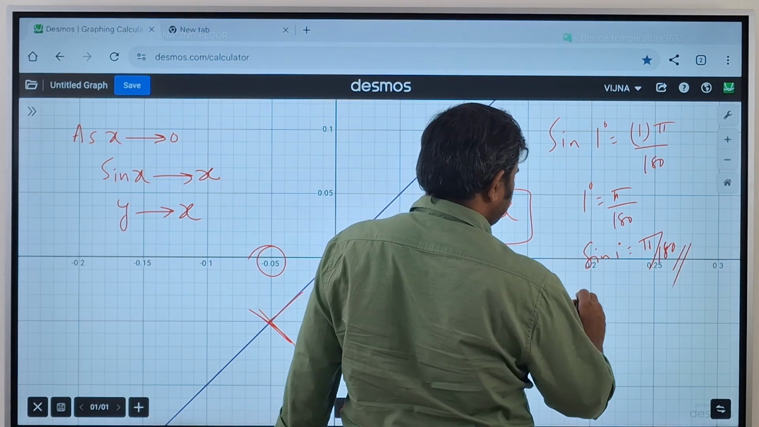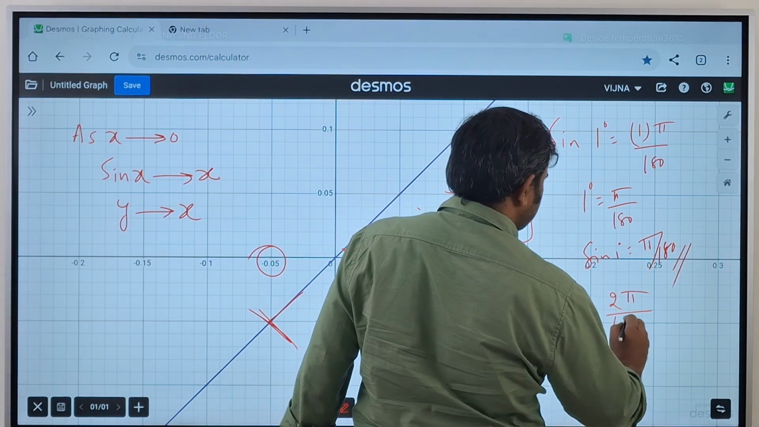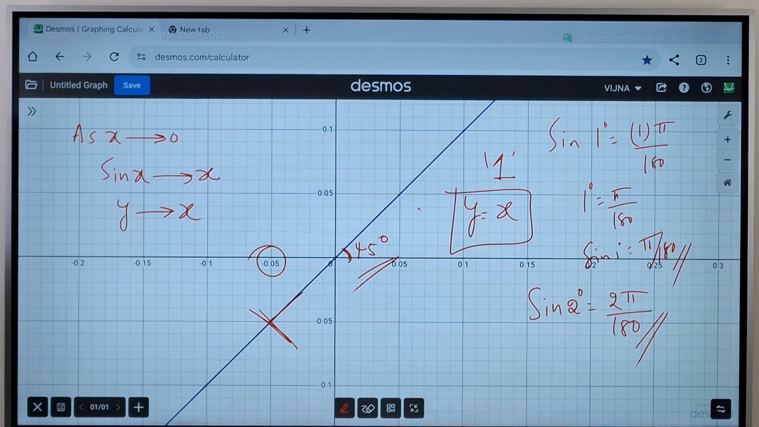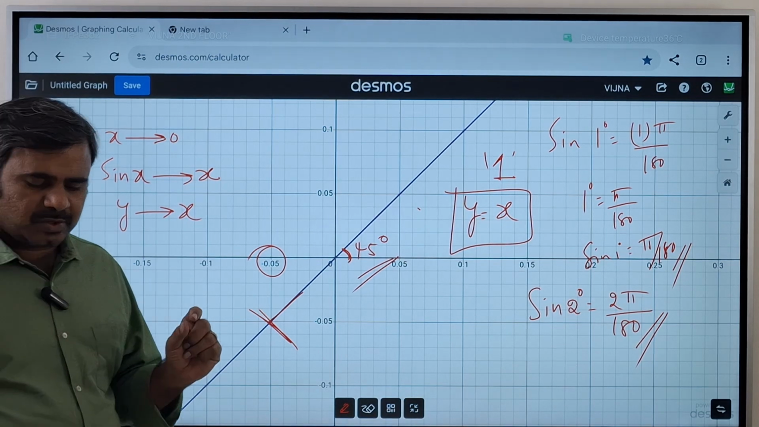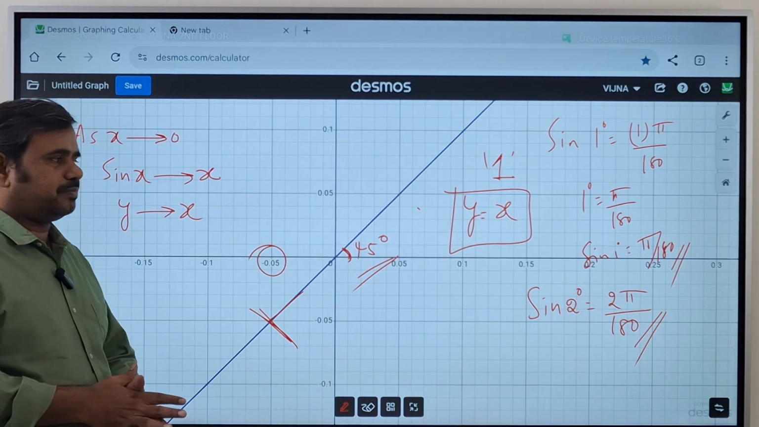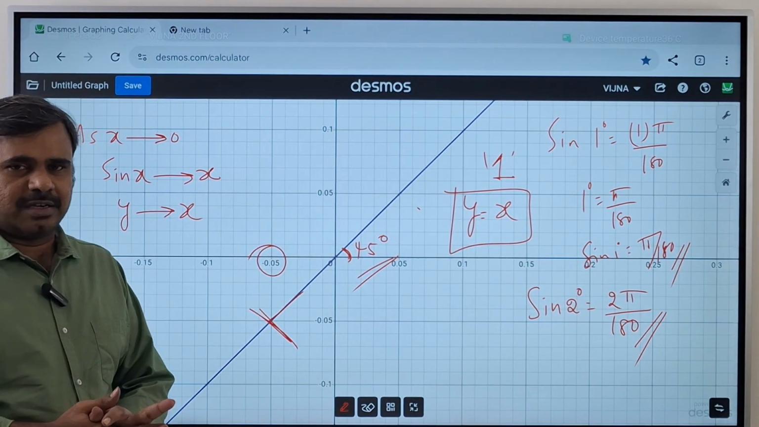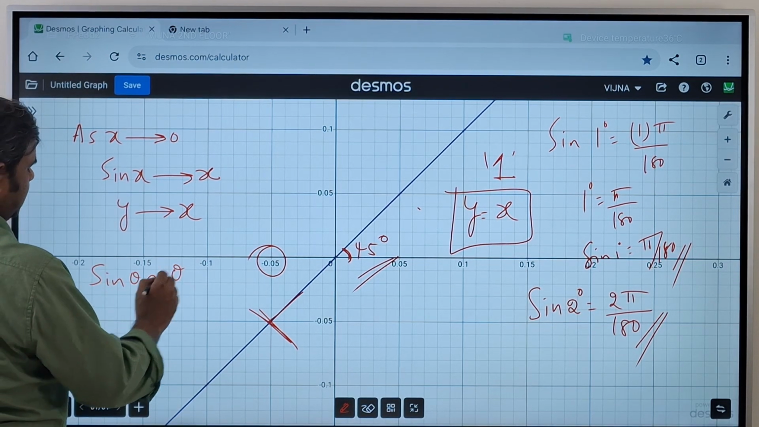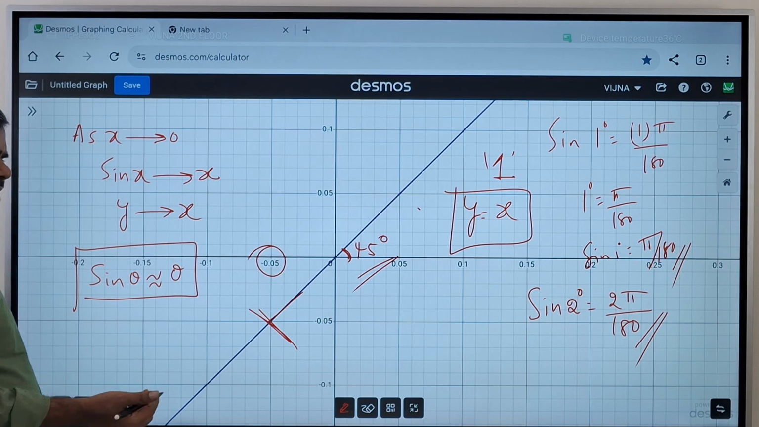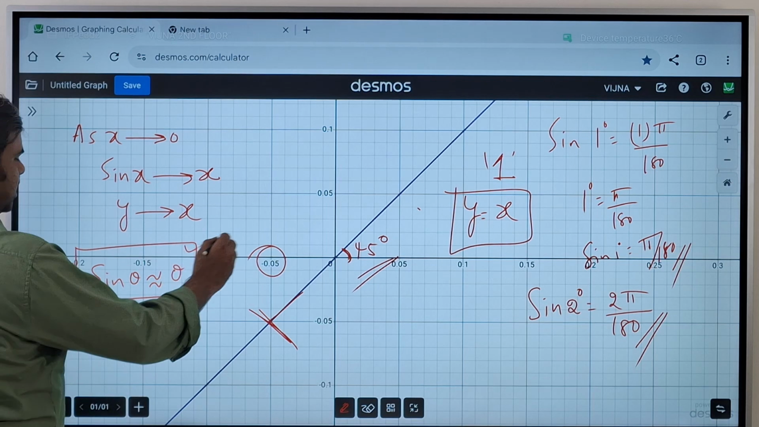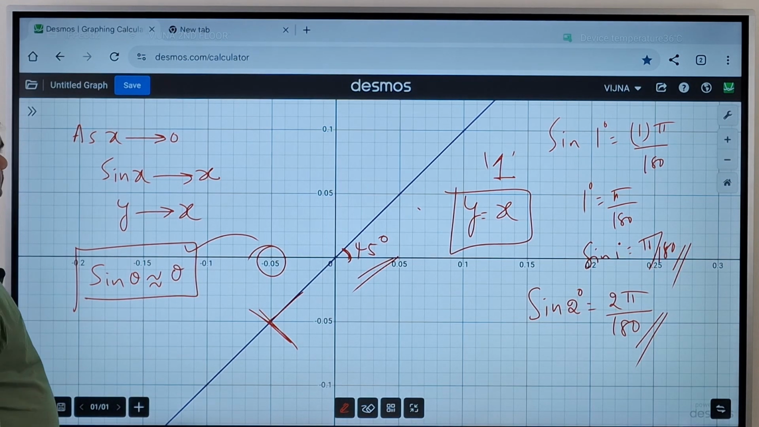Sine 2 degrees, because 2 degrees is 2 pi by 180, is approximately equal to 2 pi by 180. So for small values of angle, generally when angle is less than 5 degrees, sine theta is approximately equal to theta. Similarly, tan theta also you can see. Okay, for small values of theta, sine theta is approximately equal to theta. Like this, you can draw graphs of many functions.